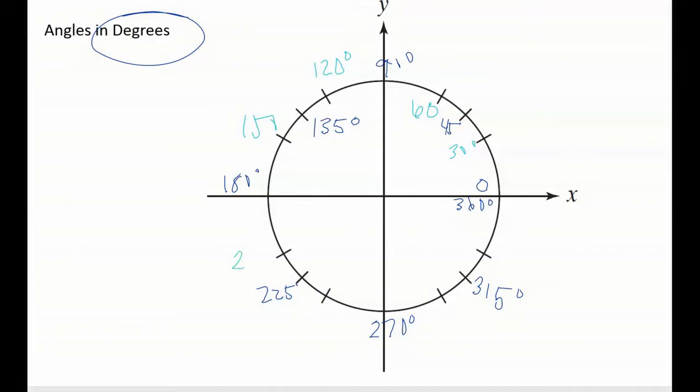Plus 30 more is 210. Plus 30 more is 240. Plus 30 more is 270, where you have that marked. And then 300 is 270 plus 30. And 300 plus 30 is 330. And 330 plus 30 is 360. So the same way I got the radians, I got the degrees, or you can do all the radians and convert it to degrees, remembering that pi is equal to 180.